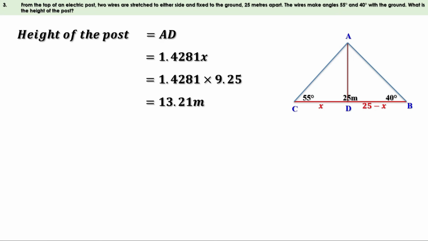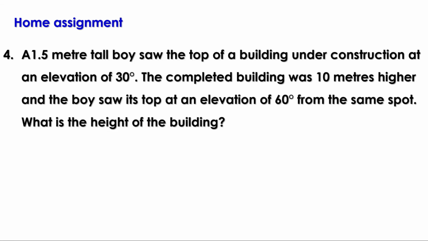Today we have discussed some problems on page 122. Now there is a homework. A 1.5 meter tall boy saw the top of a building under construction at an elevation of 30 degree. The completed building was 10 meters higher and the boy saw its top at an elevation of 60 degrees from the same spot. What is the height of the building?